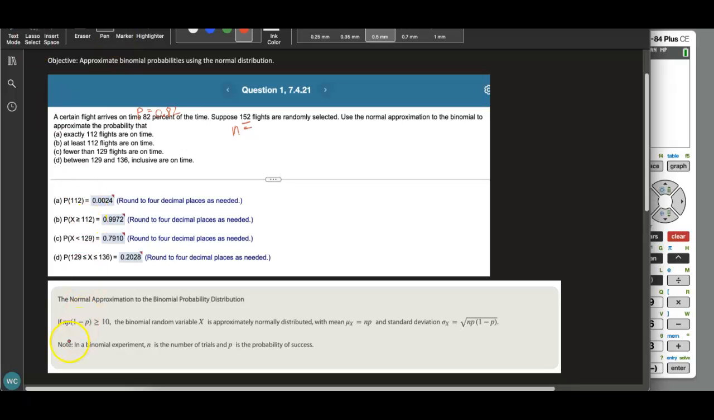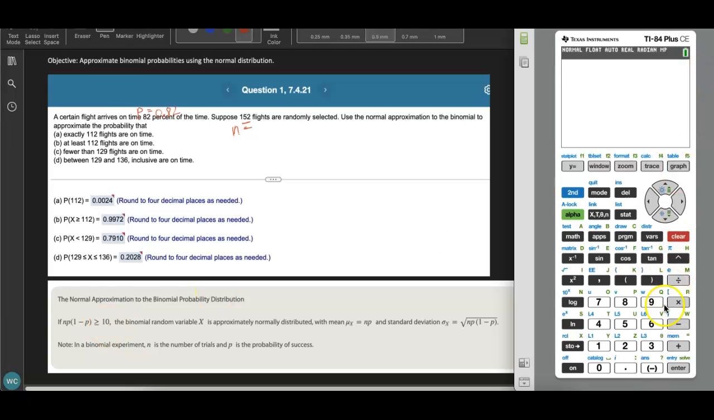So let's first verify that N times P times 1 minus P is at least 10. So I'm going to do that here in my calculator. N being 152 times P being 0.82 times 1 minus 0.82. And yes, we see that that is greater than or equal to 10. So now that means that we can proceed with the normal approximation.